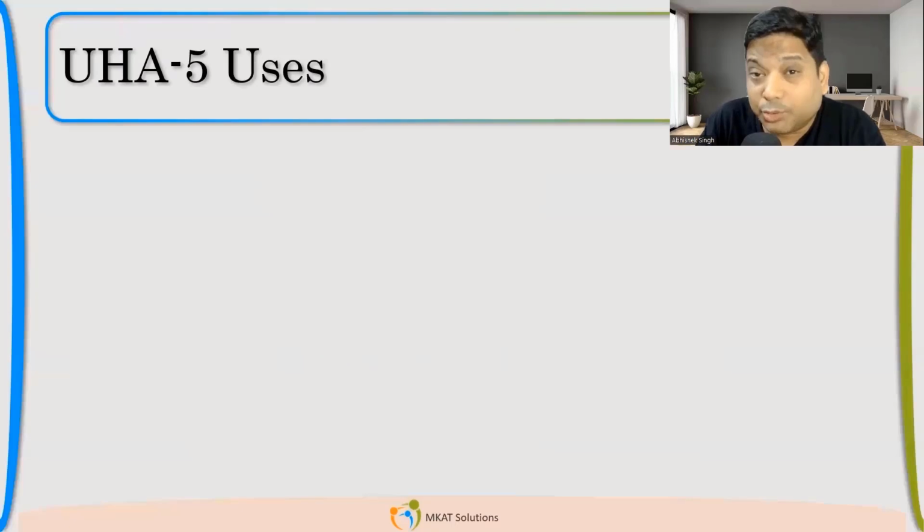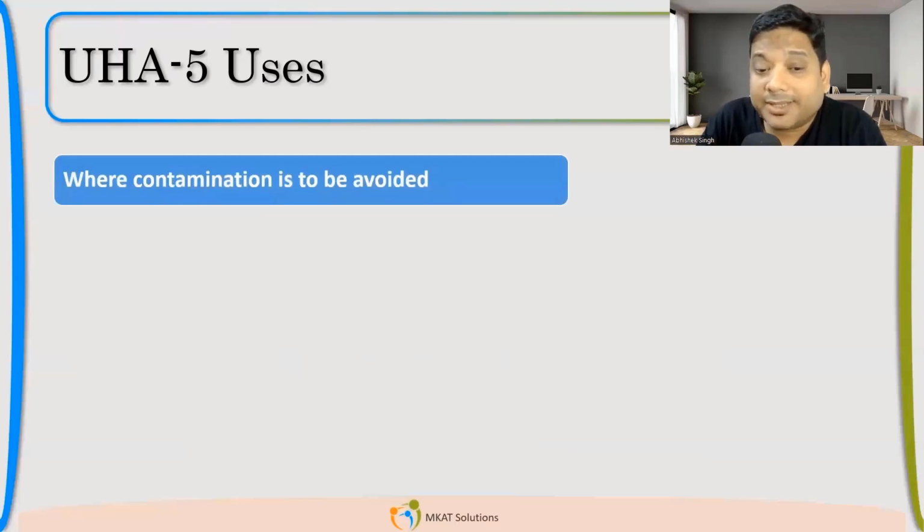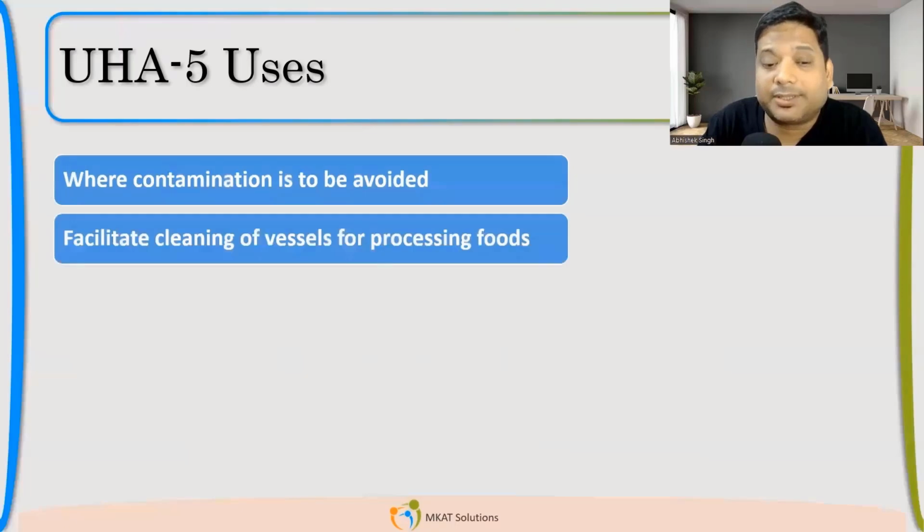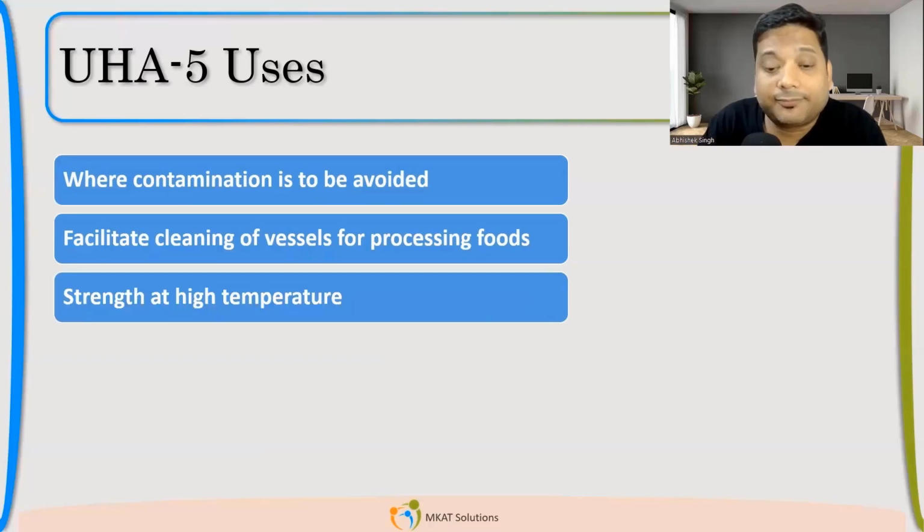Now, where are this UHA's materials required, in which cases? Where contamination is to be avoided. Contamination can be critical for the service. SS is a very good material. It does not corrode, so it will not contaminate the liquid which is getting stored in it. Cleaning is very easy for SS material. Services do not stick. And that is the reason at home also we use SS utensils, because it's good for food. It's easy to clean and also does not contaminate the food.